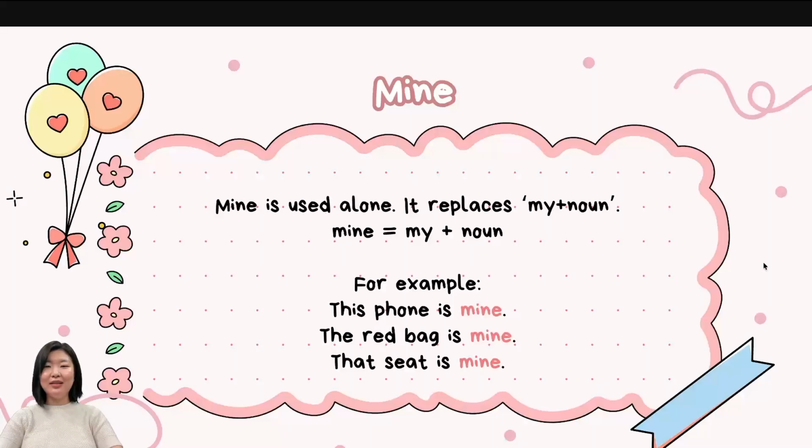So let's have a look at the example. This phone is mine. It means that the phone is my phone. The red bag is mine. It means that the bag is my bag. That seat is mine. The seat is my seat.